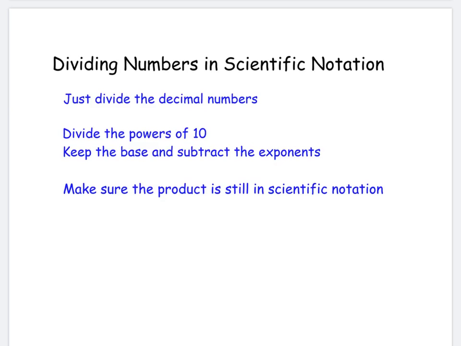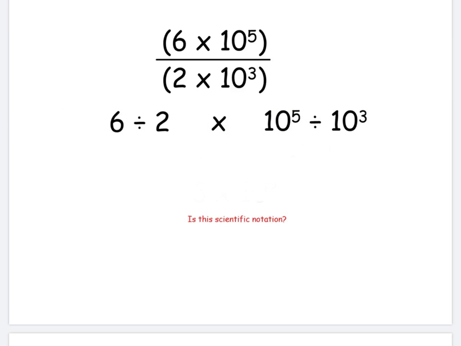Let's take a look at division. Division is very similar to multiplication, except that instead of multiplying, you are dividing. So let's take a look at this. If we have 6 times 10 to the 5th power over 2 times 10 to the 3rd power, I want to divide my decimals. So 6 divided by 2 gives me 3. I still have my multiplication symbol, and then I have my exponents. My base is 10. 10 to the 5th power divided by 10 to the 3rd power.